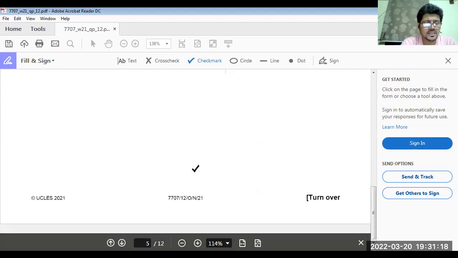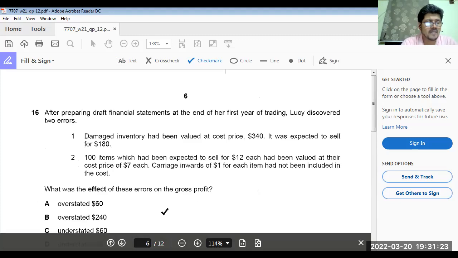Come to the next question. Okay, we have to go to the next page. 16. After preparing the draft financial statements at the year end of her first year of trading, Lucy discovered two errors. Damaged inventory had been valued at cost price of 340. It was expected to sell at 180.